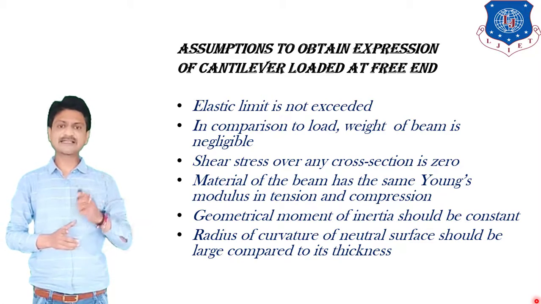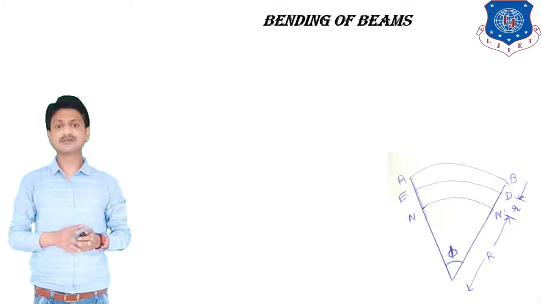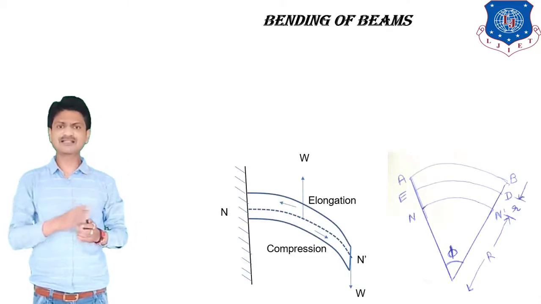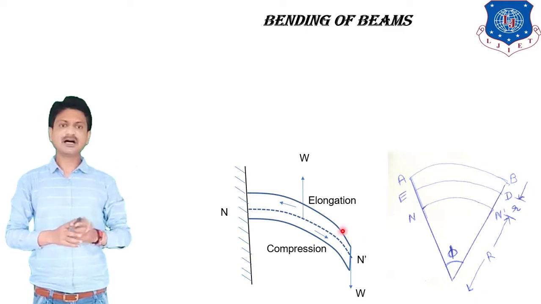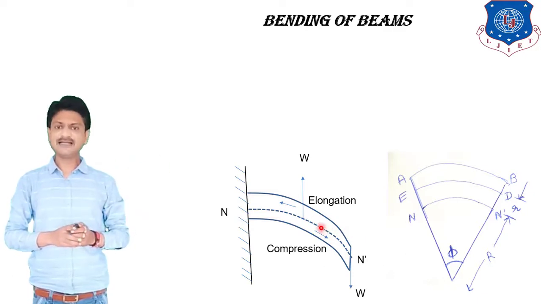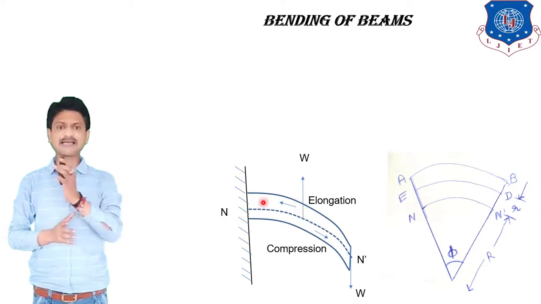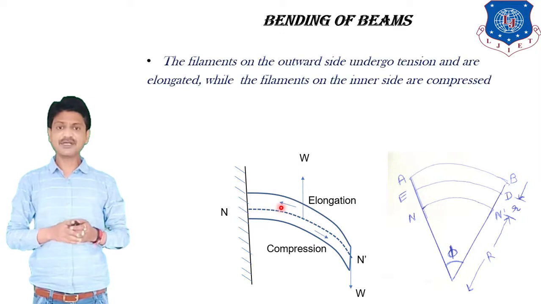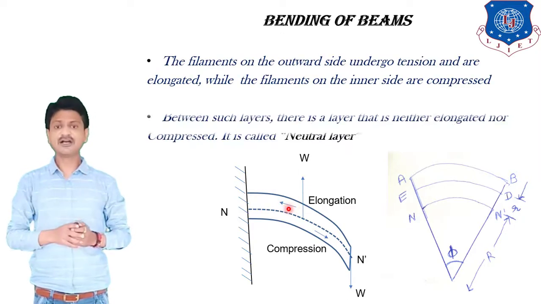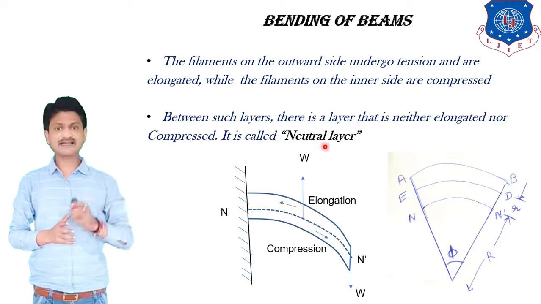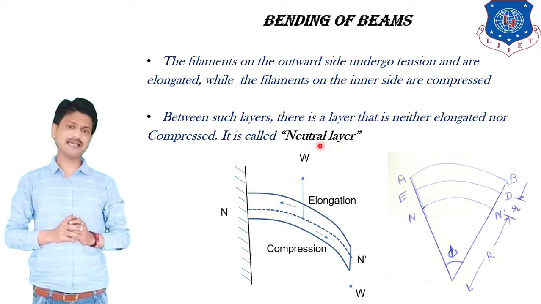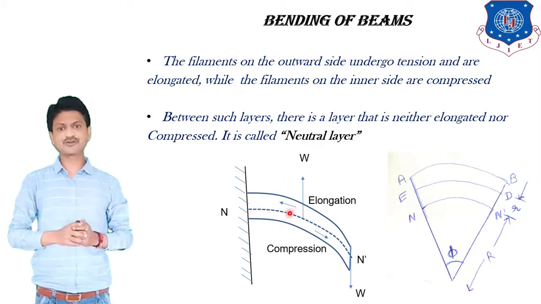Now, we discuss the bending of beams. Here you can see in the figure, the filaments on the outer side undergo tension and the filaments on the inner side are compressed. Between such layers, there is a layer that is neither elongated nor compressed. That layer is known as the neutral layer. In this figure, you can see that NN dash is the neutral layer.